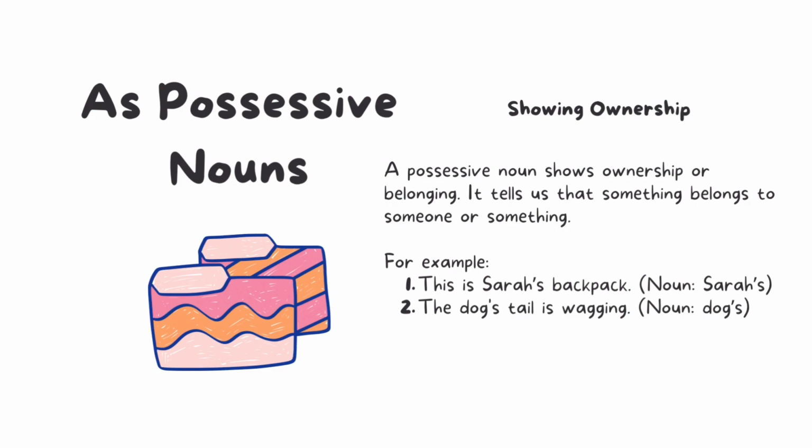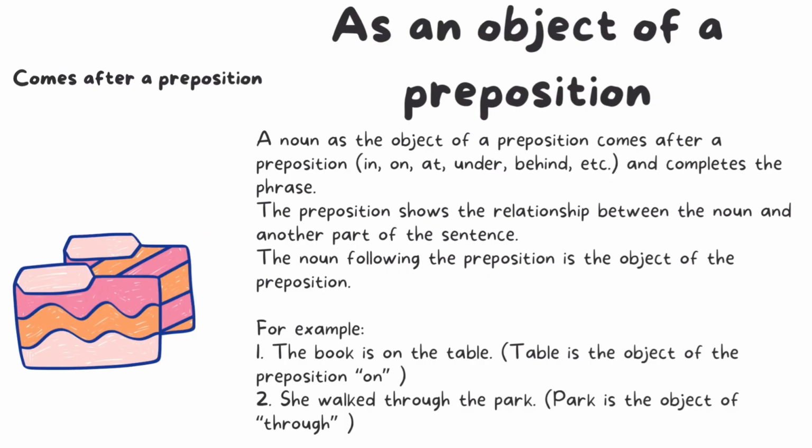Another way to use nouns is as the object of a preposition. A preposition is a word that shows the relationship between a noun and another word in the sentence. Nouns come after prepositions to complete their meaning. For example, in "The keys are on the table," the noun table is the object of the preposition on. And in "She walked through the garden," garden is the object of the preposition through.